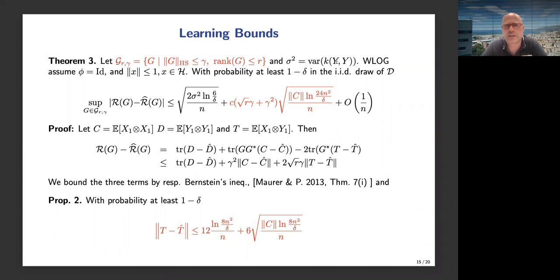What is interesting is that this sigma is not important because it is the variance of the kernel at the two same inputs or outputs. So for the Gaussian kernel, this term is zero because the kernel is always equal to one, so the variance is zero. And so this term in red, the leading term in the bound, contains the parameters of this class, R and gamma, and also the spectral norm of the covariance of the input.